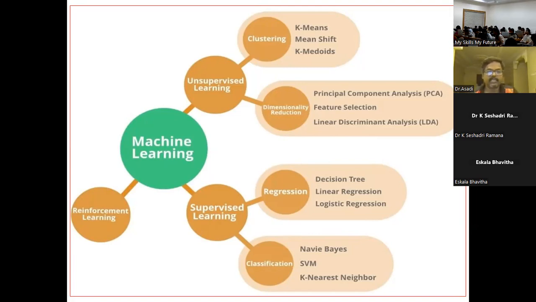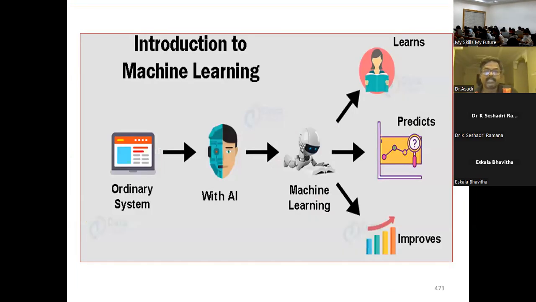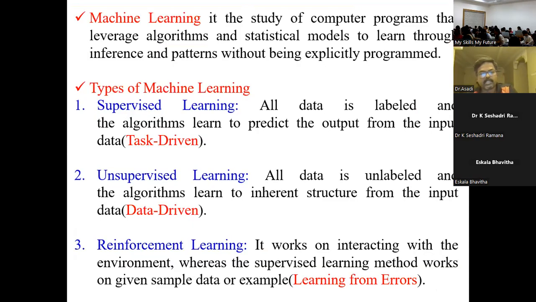Then the third approach is reinforcement learning, especially gaming applications. So how to explain introduction to machine learning? See here, first we are taking an ordinary system with input values, and you can choose with the AI, then choose the machine learning algorithm, and your model predicts the results and learns itself, and finally it improves the results. This is the way we are using machine learning. There are three approaches: supervised learning, unsupervised learning, reinforcement learning.